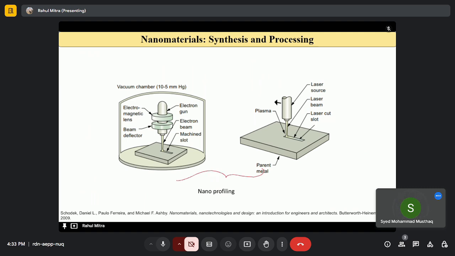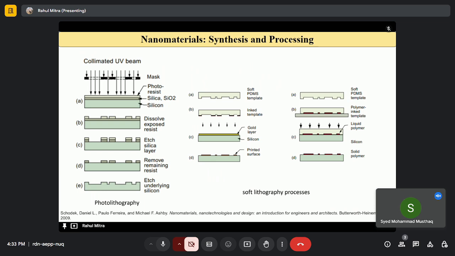What we do is we have a material, and we focus a very fine beam of either an electron beam, or a plasma, or a laser beam, to locally melt the surface and again recrystallize it, so that we have nanocrystalline grains there. Again, we are talking about three-dimensional nanomaterials, where the whole material is not in nanoscale, but the characteristics of that material are in nanoscale. Another process is lithography.